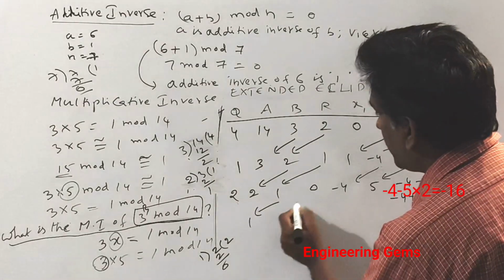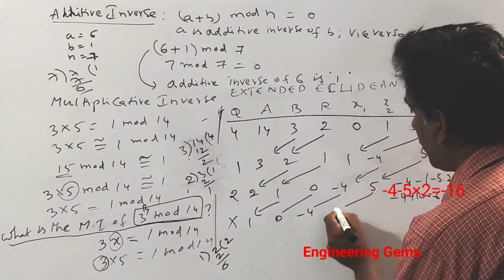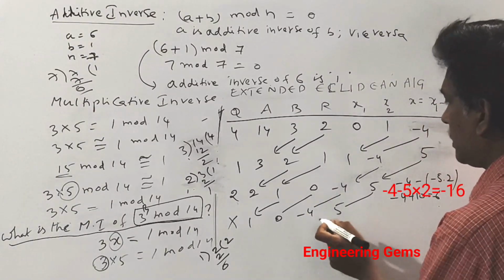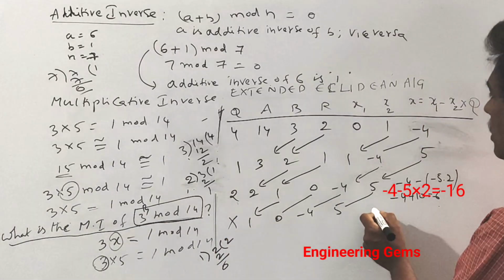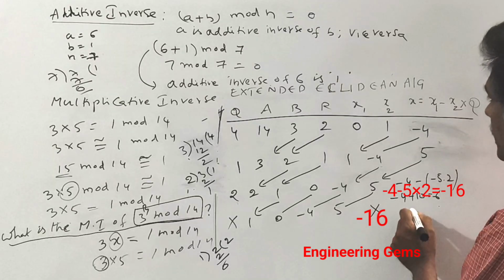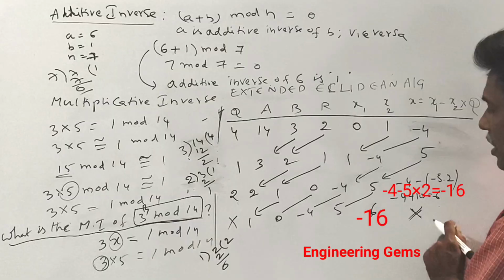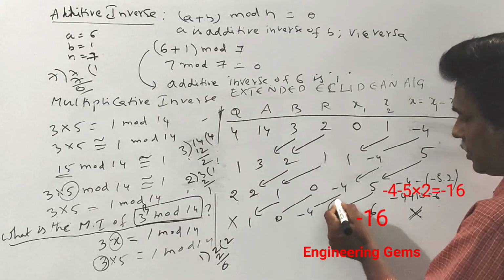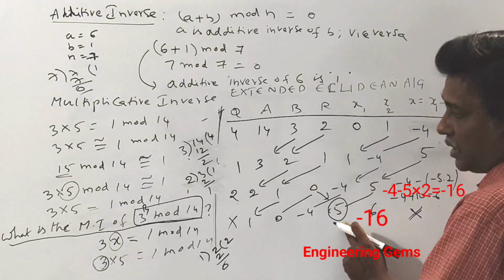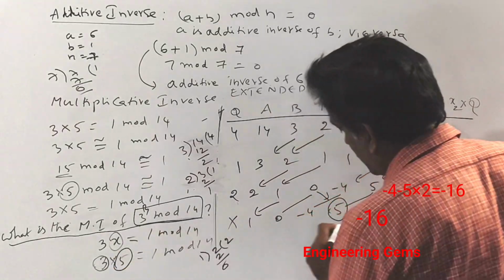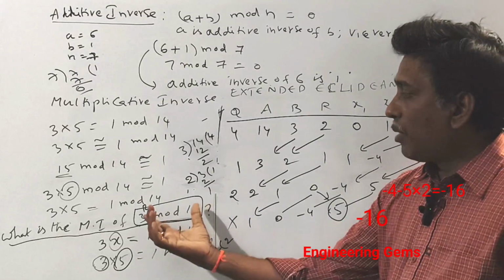Now this 1 is shifted here, this 0 is shifted here, this is the cross value, minus 4 is shifted here, and 5 is shifted here. And this 1 by 0, we don't get a value, so there is no need to find the value of x2 and x. This 6 is shifted here and this value is not needed. So the final value after 0, the final value, is 5 here. See, the same 5 we get here also. This way you can find the multiplicative inverse for 3 mod 14.